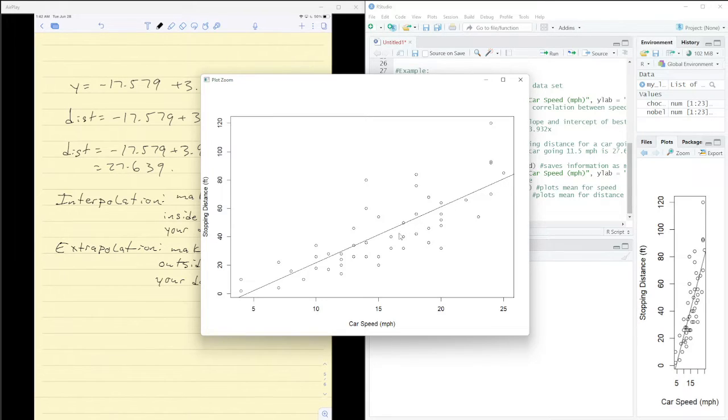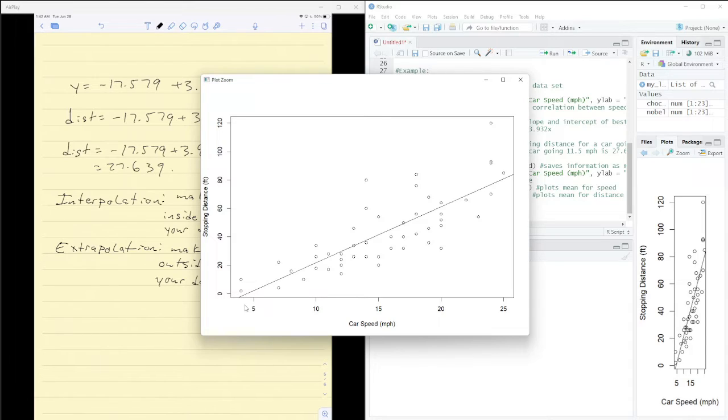So I wouldn't use this line to predict how many feet it'll take for a car to stop that's going 30 miles an hour or 50 miles an hour. Anything bigger than 25, you're not going to get reliable results because it's not within the range of the data. Same goes on the other end. Anything below 4 is not going to have a meaningful prediction.